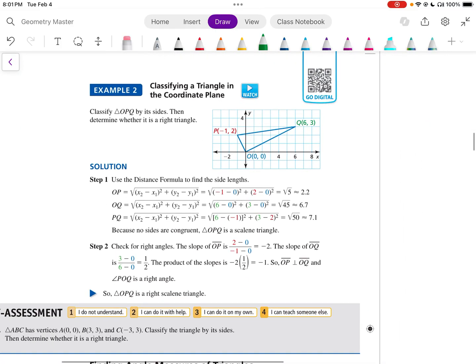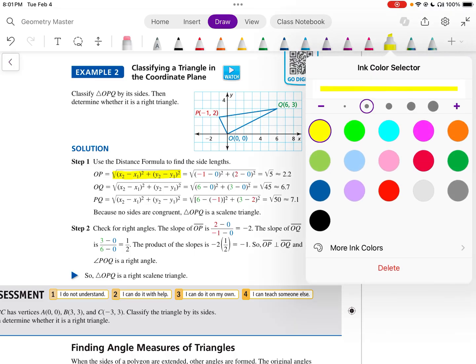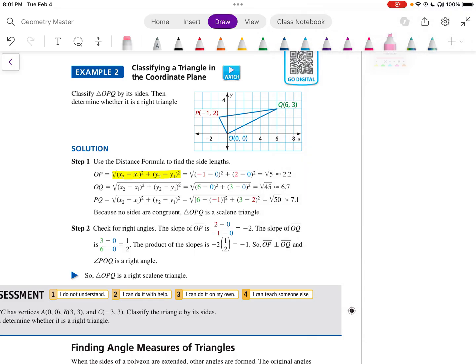Okay, moving forward to example 2, identifying a triangle in the coordinate plane. Ooh, we have our distance formula again. Remember that you can find the distance formula on your reference sheet, which is located in resources. In order to find the measures of the sides, we have to use the distance formula for all three sides. So here we're doing the side length of OP. That's right here.